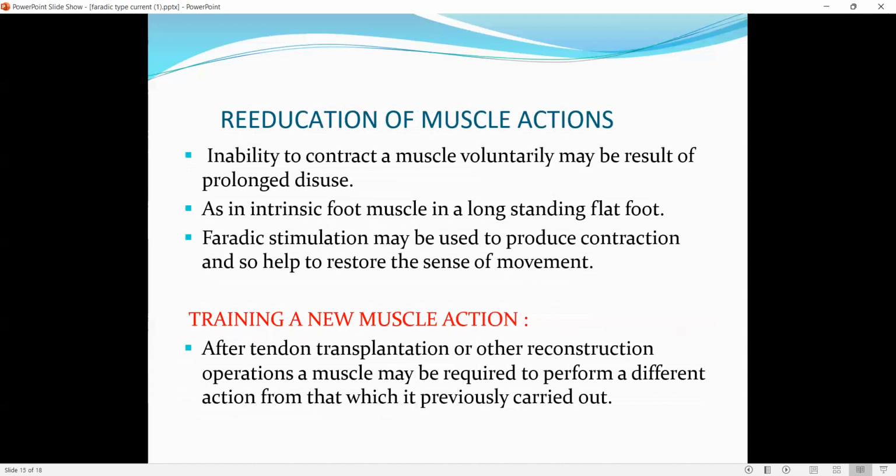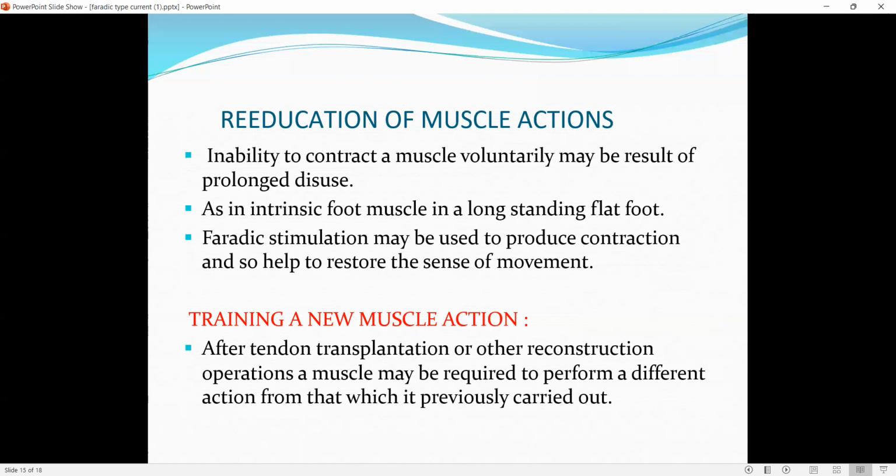Reduction of muscle action. What is that? The reduction of muscle action. Inability to contract a muscle voluntarily may be the result of a prolonged disease, as in the intrinsic foot muscles in a long-standing flat foot. Faradic stimulation may be used to produce contraction and so help to restore the sense of movement.